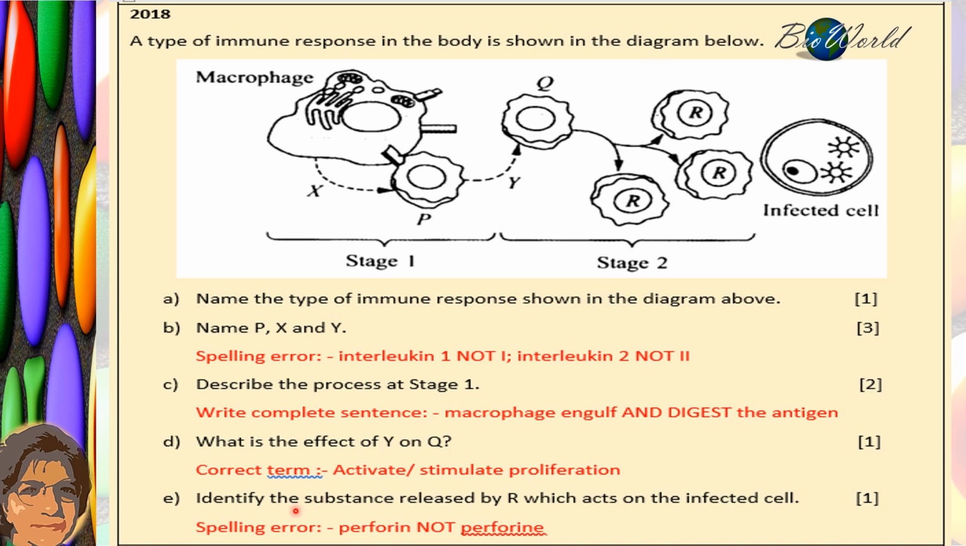Finally, they ask you to identify the substance released by R. So remember, if it is a cytotoxic T cell, it will synthesize perforin that will perforate the infected cell, causing it to lyse. So spelling problem again, perforin is spelled without an E.